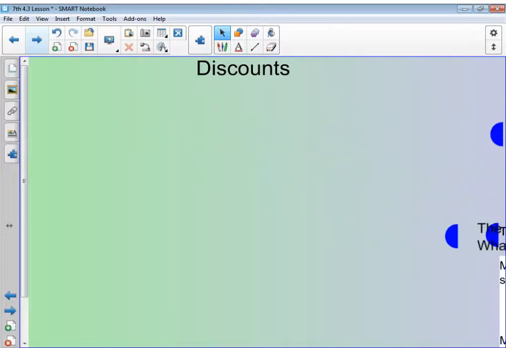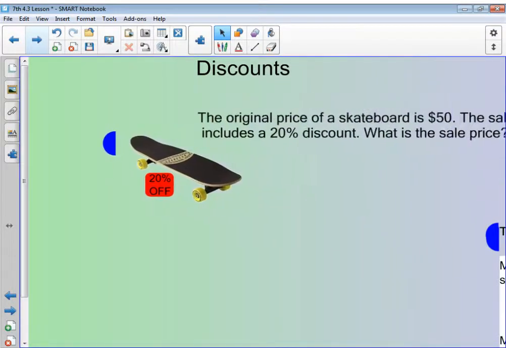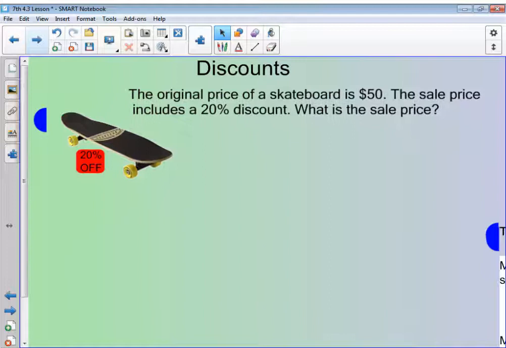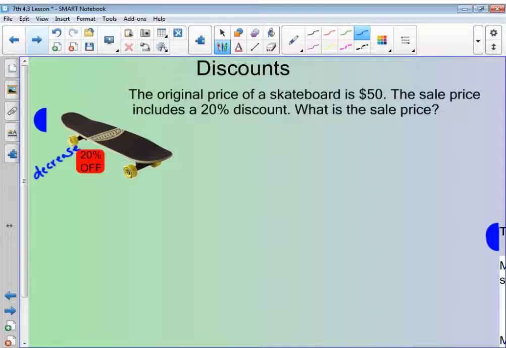Okay, so I want you guys to try this one. Okay, so it says the original price of a skateboard is $50. The sales price includes a 20% discount, decrease. Okay, so that's our decrease. Okay, what is the sale price? So go ahead, pause your video, work your way through this one.